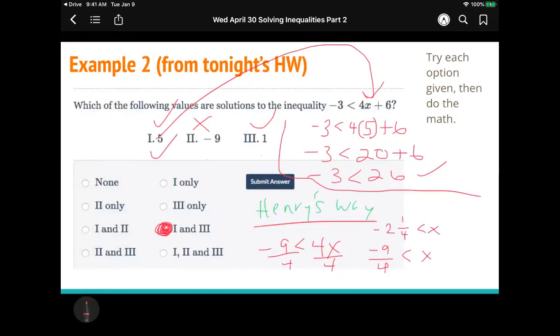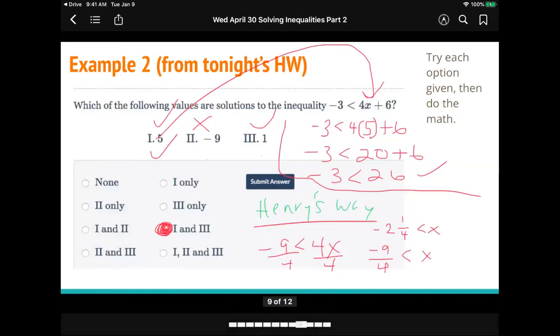Solutions are numbers that make it true. Numbers that make it true. So when you plug those numbers in, it's good practice too on some of your positive and negative work. Would anybody like to ask any questions on this? 5 minutes. Thanks, Henry.